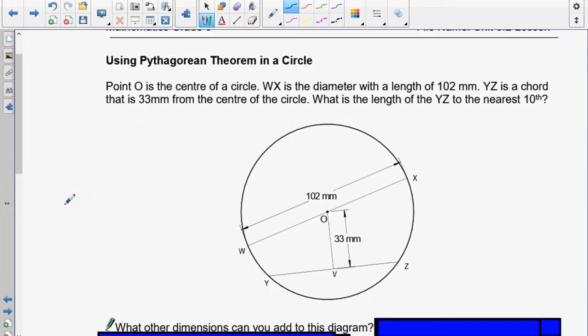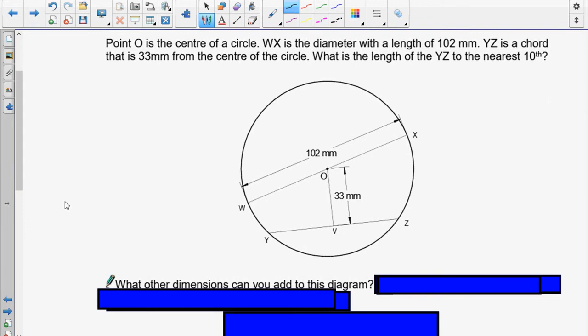Using Pythagorean theorem in a circle. Now, we talked about all these right angle triangles before, and I kept drawing them in for you. So let's take a look at what we got happening here. This one looks complicated, but there's a key to it.